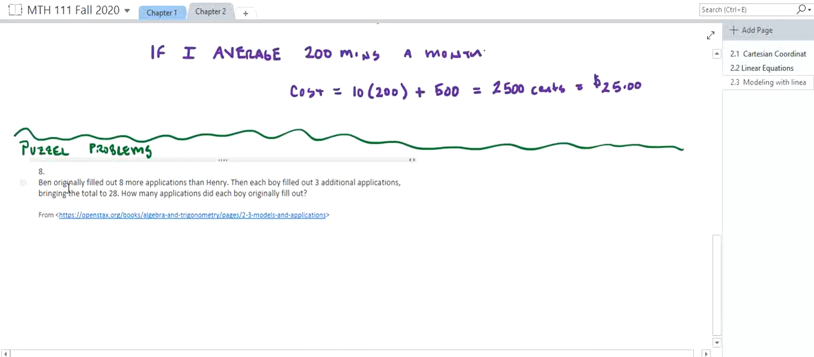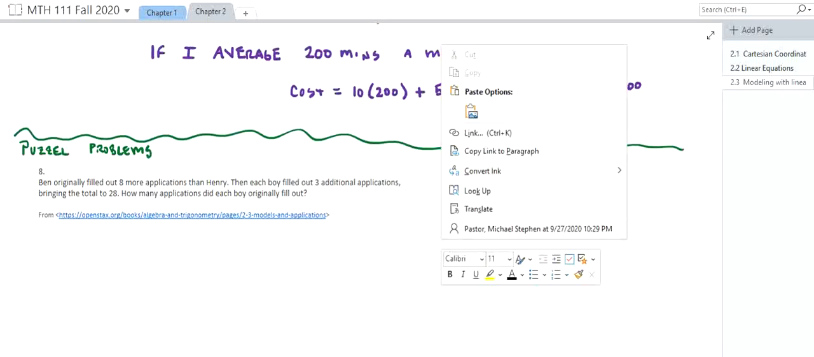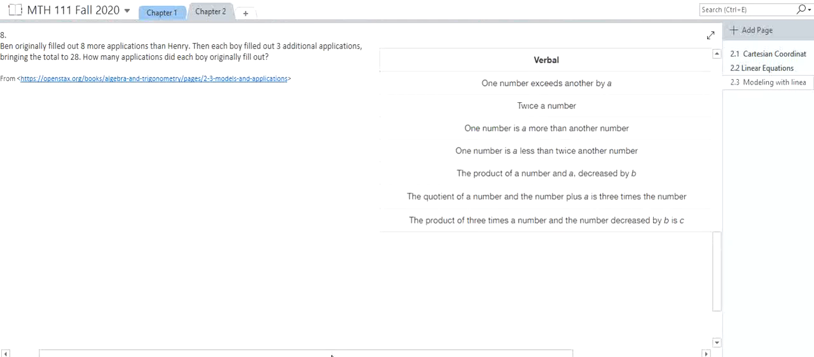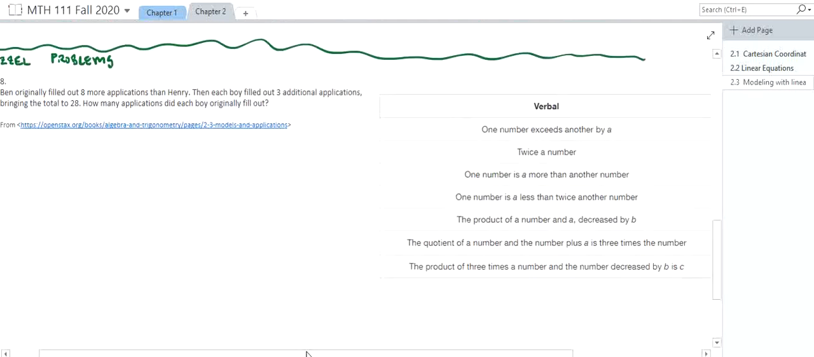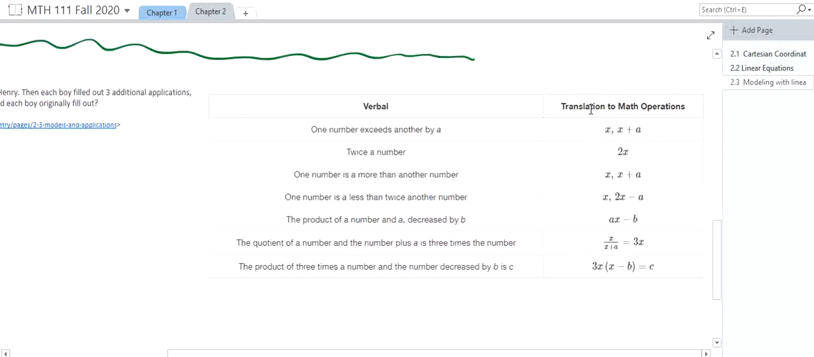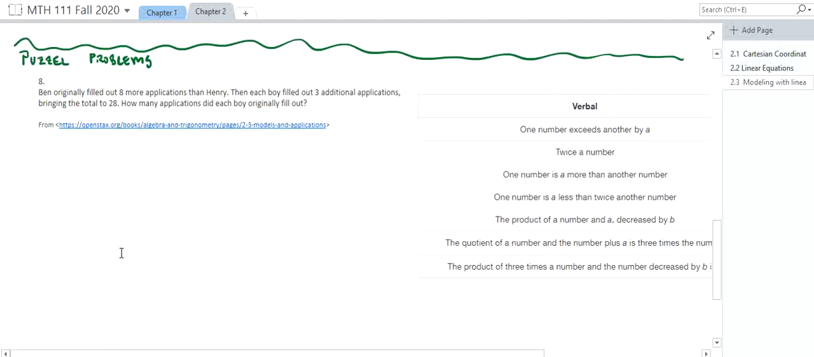For example, Ben originally filled out 8 more applications than Henry. Each boy then filled out 3 additional applications, bringing the total to 28. How many applications did each boy fill out? Well, when solving these types of problems, you can refer to this table in this section to help you. You'll need to come up with operations that represent the statements in the problem.